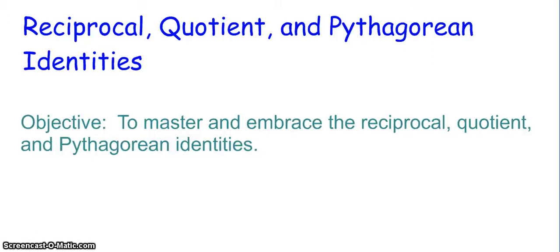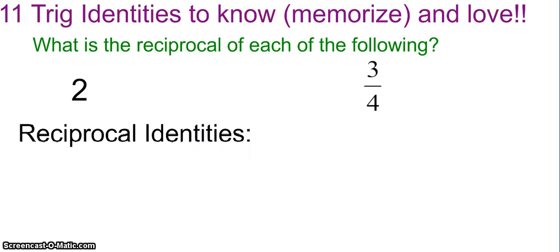Now we are going to talk about the reciprocal, the quotient, and the Pythagorean identities. We did talk about these earlier in the year after the summer review. These are my favorite 11 identities. That might not be true, but they're still pretty good, pretty high up there on the list. So 11 trig identities that we need to know and memorize and love.